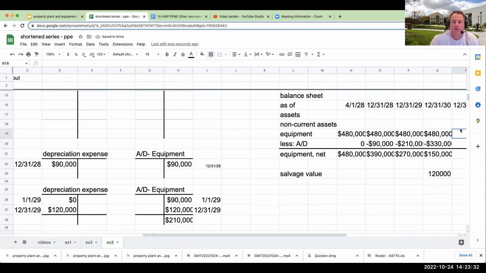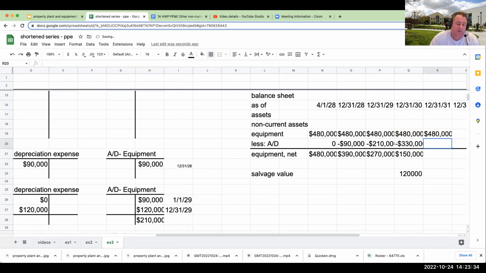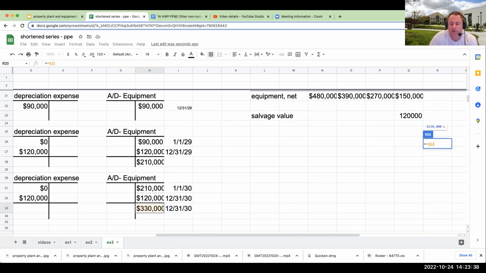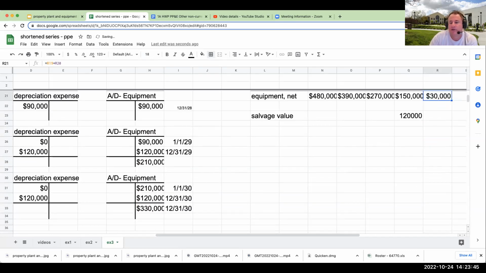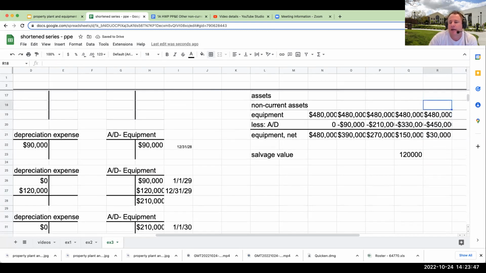And if I come over here and look at this and say, okay, I've got 480. And if I subtract right over here, this 330, actually, it's not 330. It's going to be 450, excuse me. I now have equipment net of 30,000. I can't do this. What's happened? I have over depreciated the asset.